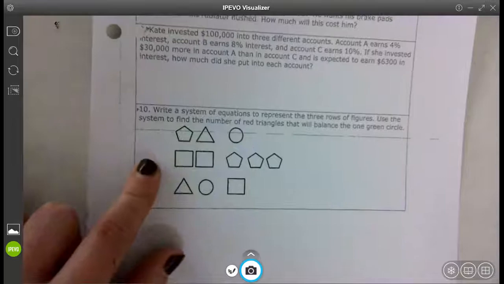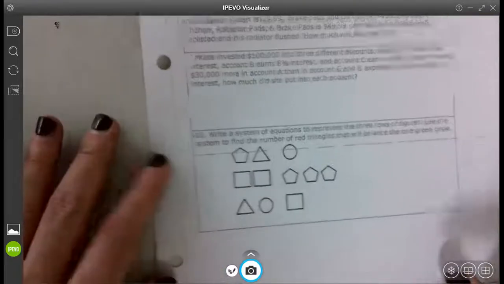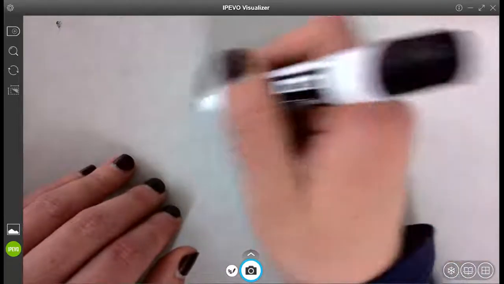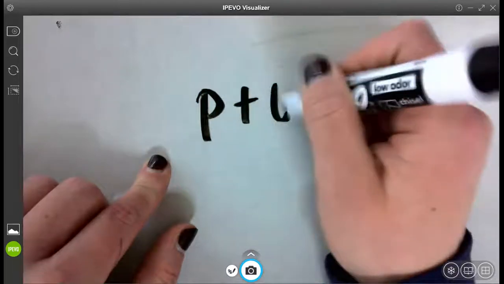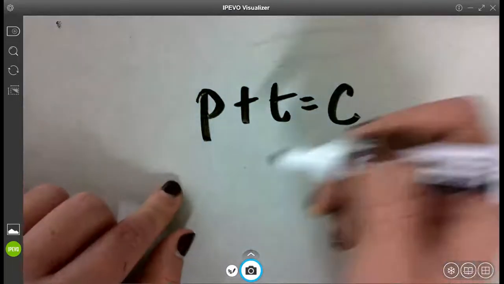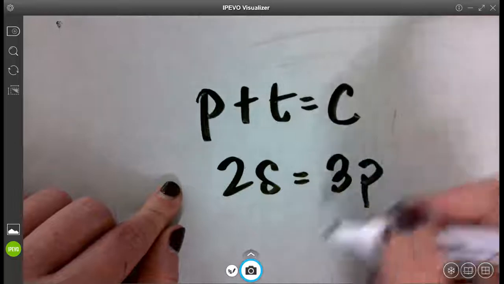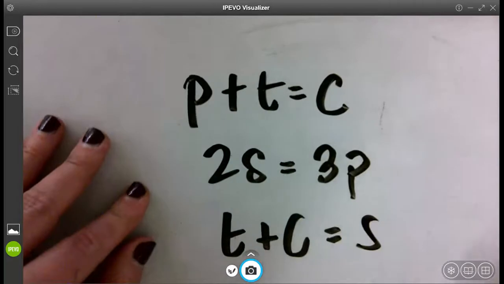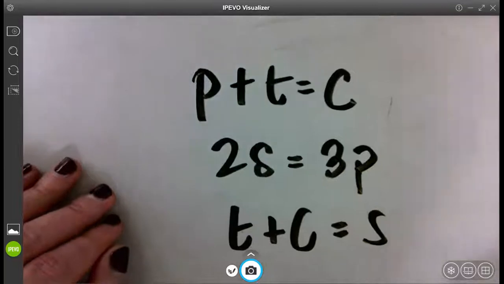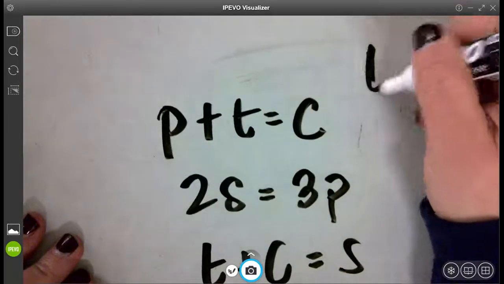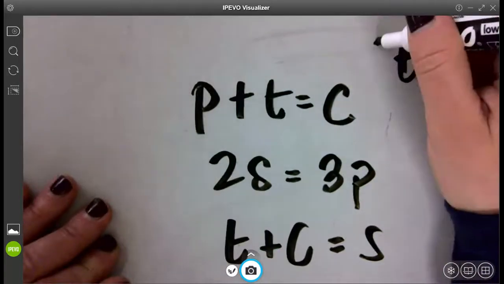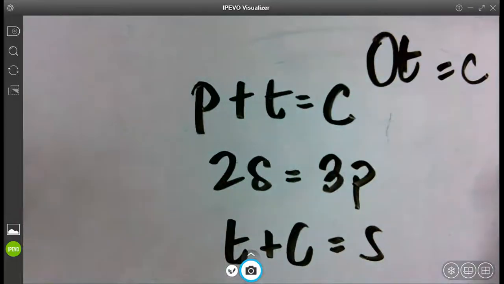I want you to try number 10 on your own and see if you can do it. It says write a system of equations to represent the 3 rows of figures. A pentagon and a triangle are going to equal a circle. They have 2 squares equaling 3 pentagons, and a triangle plus a circle equaling a square. They want you to use the system to find the number of red triangles that are going to balance 1 green circle. So how many triangles are going to equal 1 red circle?